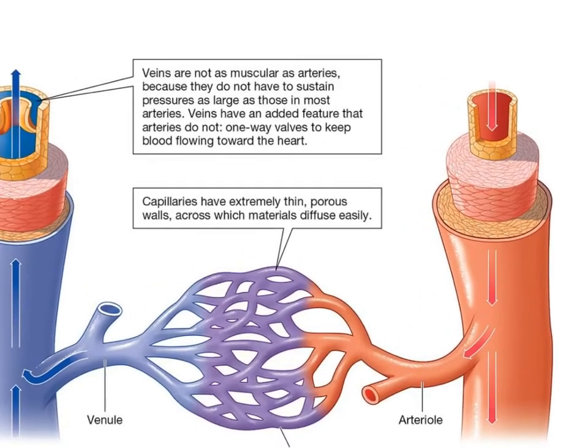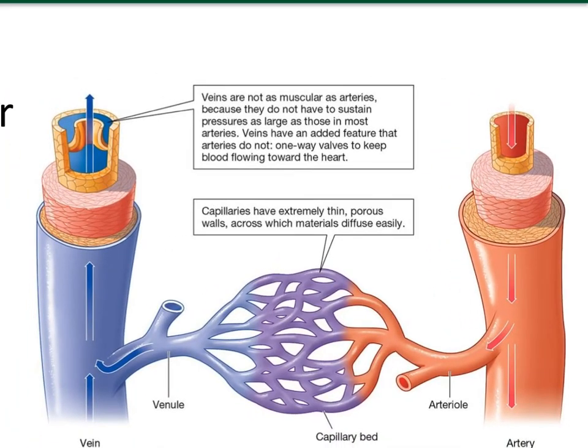Veins are not as muscular as arteries because they don't have to sustain pressure as large as those in most arteries. Veins can have an added feature that arteries do not have. They have valves to keep the blood flowing towards the heart, especially the veins in the legs. You don't want blood pooling in the legs. So when it's pumped, the blood doesn't drain back down.